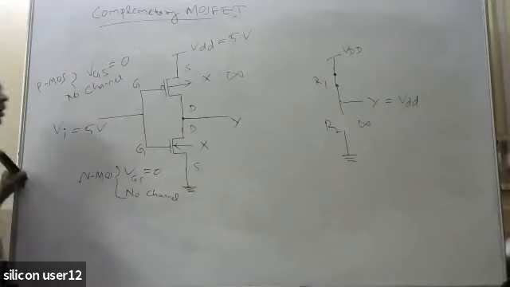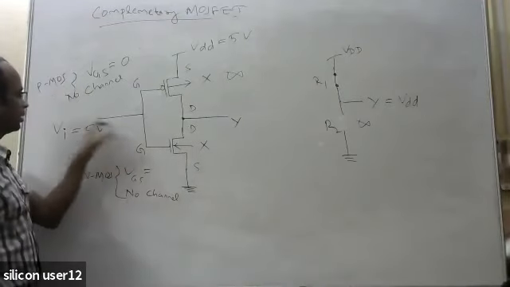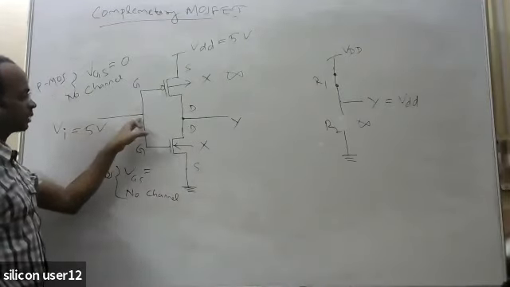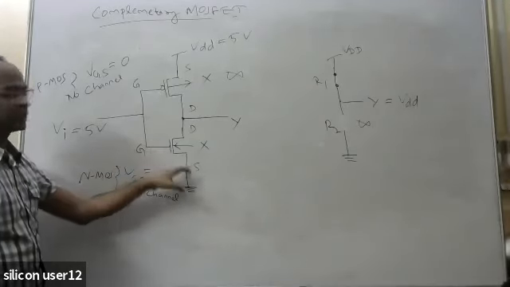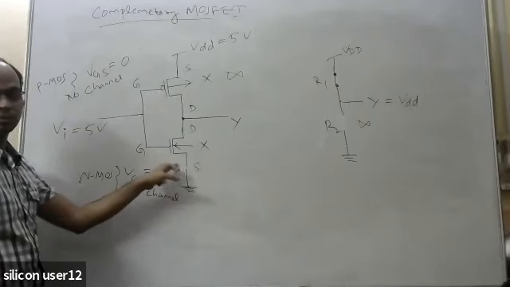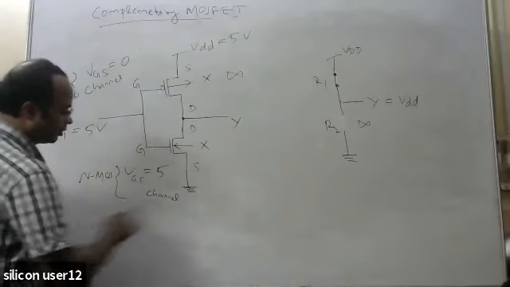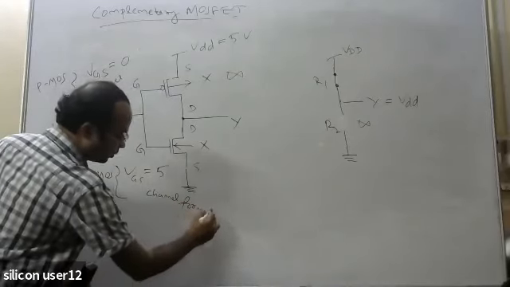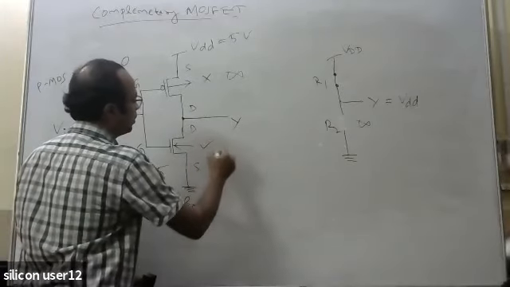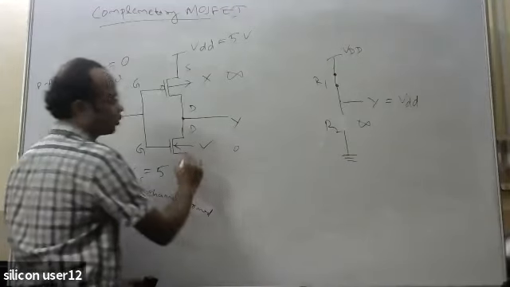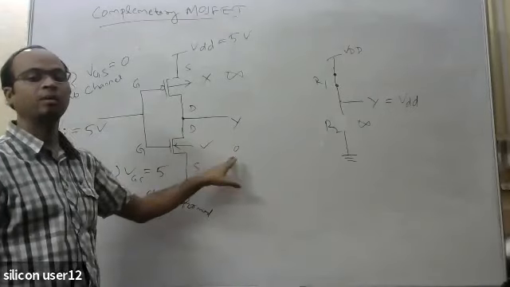Okay, and what about this NMOS? Input VI is 5 volt, that means here this gate is 5 volt, and source is 0. So if this is 5, this is 0, then VGS value equal to how much? 5. So channel forms. Okay, so that means here this channel is formed, or it has a low resistance.